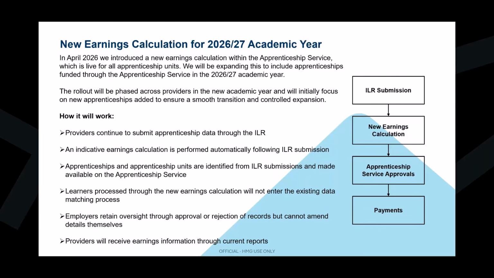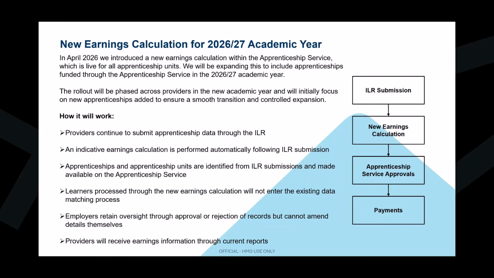Learners processed through the new earnings calculation will not go through the existing data match process, and they will no longer be subject to data locks. That is because instead of gathering data from two different sources and trying to make sure they match in the middle, we will be using your ILR data surfaced through our calc to the employer, and there'll be the options to approve or reject. So there won't be the opportunity to have different data sets. Again, just note this is only for those new starts that will be going through the earnings calc. That won't be everything going through the ILR-led journey to begin with.